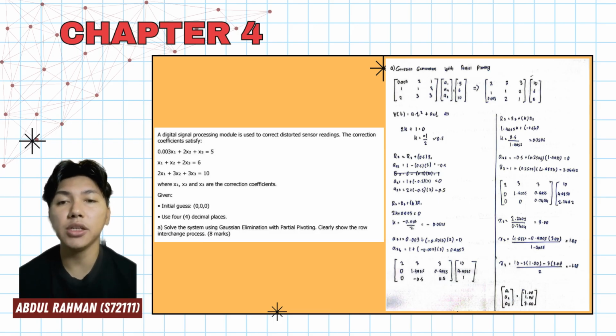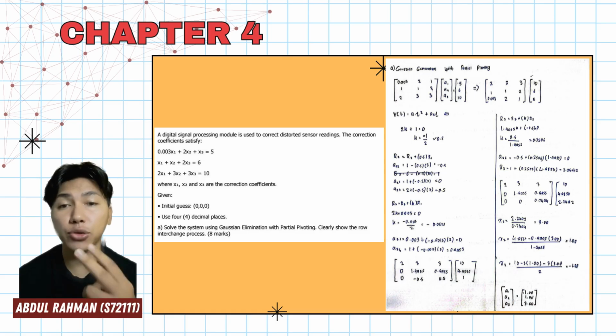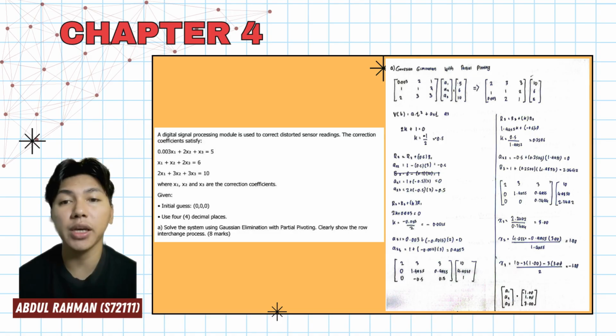Assalamualaikum, my name is Abdul Rahman bin Halman, matrix number S72111. Today I will present the solution for question 4.3, which involves solving a system of linear equations using two methods. The first method is Gaussian elimination with partial pivoting, and the second is the Gauss-Seidel method.